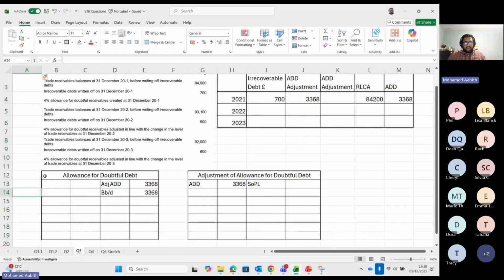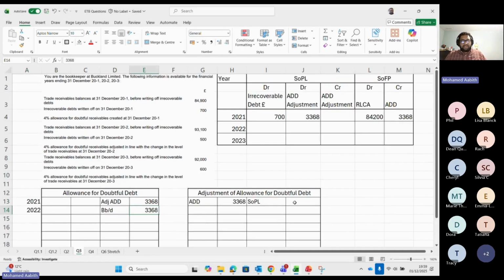Okay, so here, let's insert a line. This is going to be 2021, and this is now 2022. So in 2022, we are starting with 3368. So this is the SOPL 2021. We already cleared that amount off. We get rid of it for my statement of profit and loss.